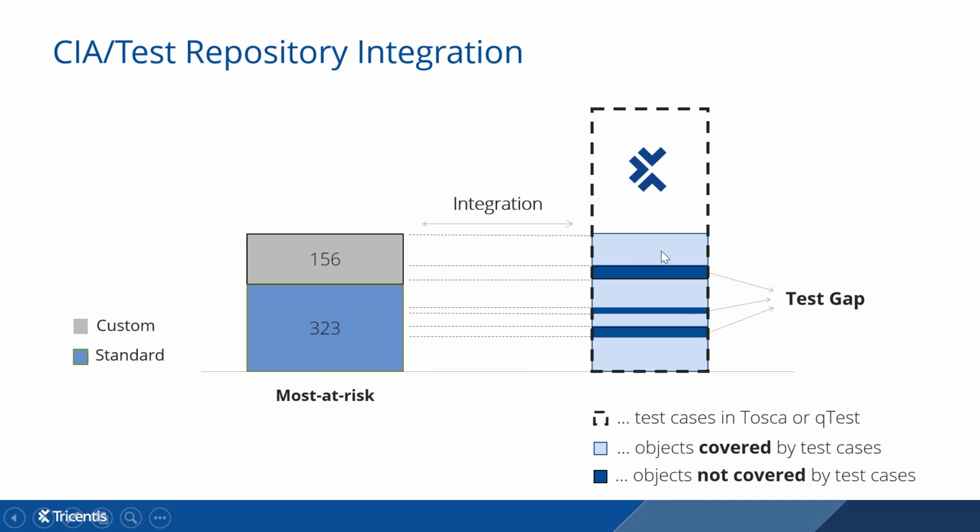So in light blue, you see the coverage. In dark blue, you see the gaps, and those gaps are very important because for this particular release that we're looking at on our system, we need to know what test assets we don't have so that we have 100% coverage of everything that's changing.